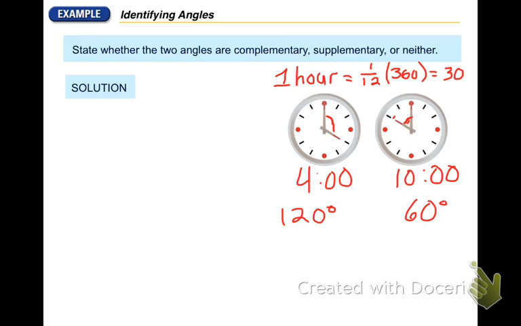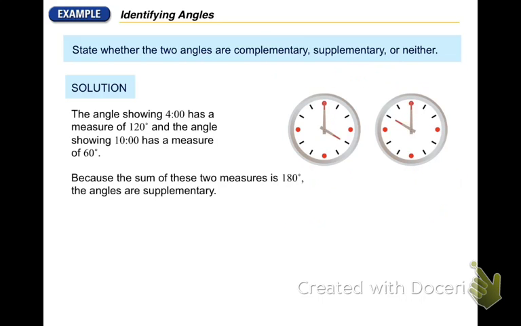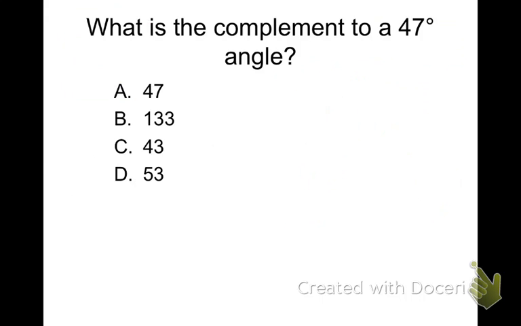So the 4 o'clock clock is showing 120 degrees. The 10 o'clock clock is showing an angle of 60 degrees. And the sum of the two angles is 180 degrees, therefore they are supplementary.